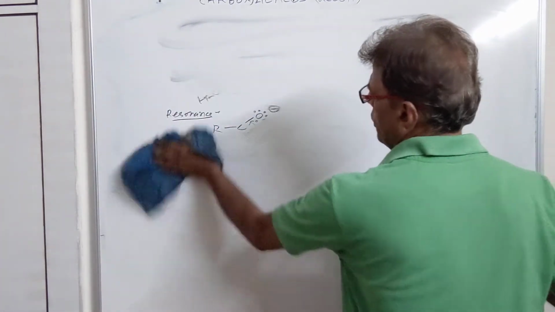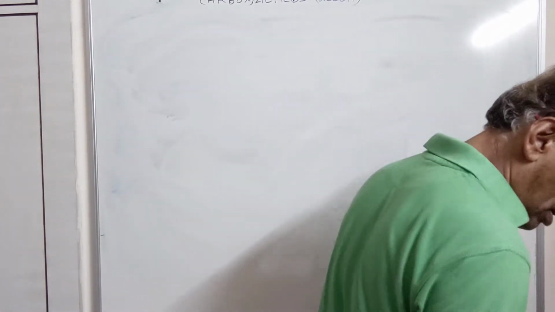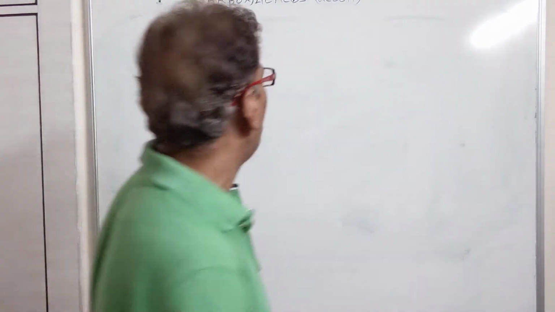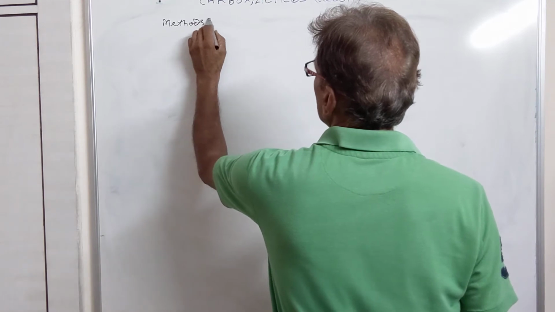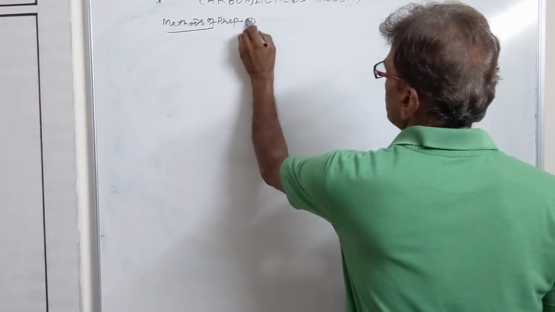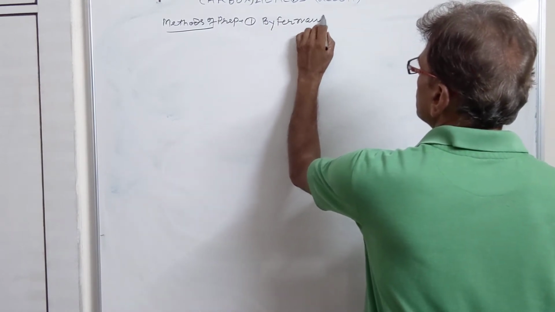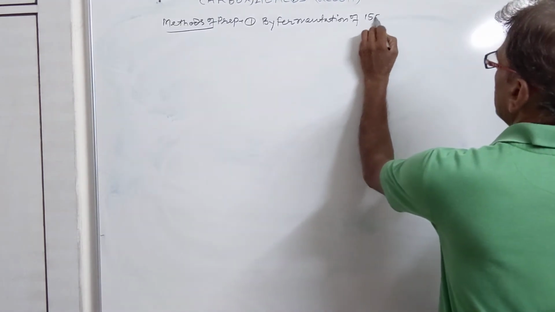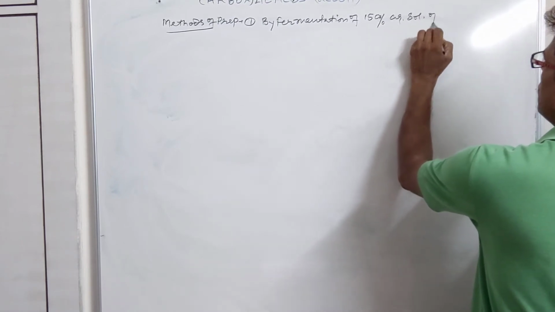Now we come to methods of preparation of the carboxylic acids. So we will be doing now methods of preparation of carboxylic acids. First method is by fermentation of 15% aqueous solution of ethyl alcohol.